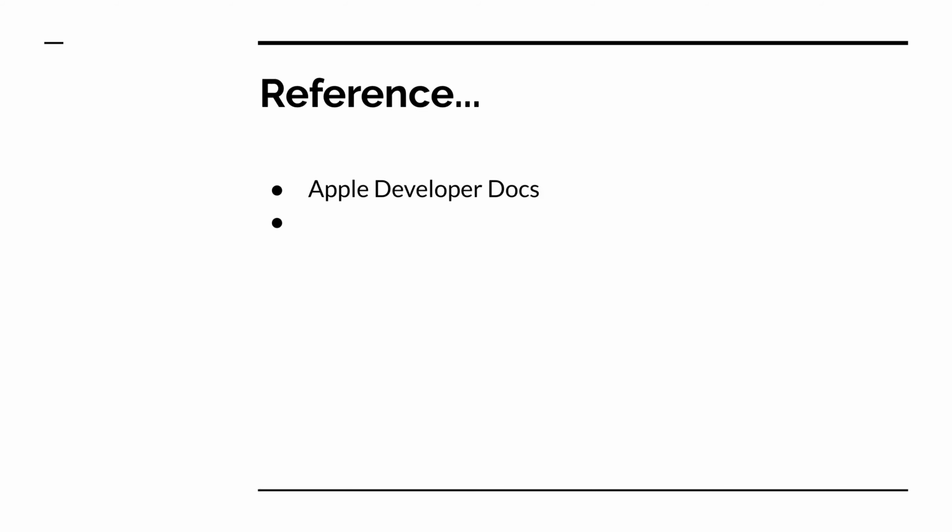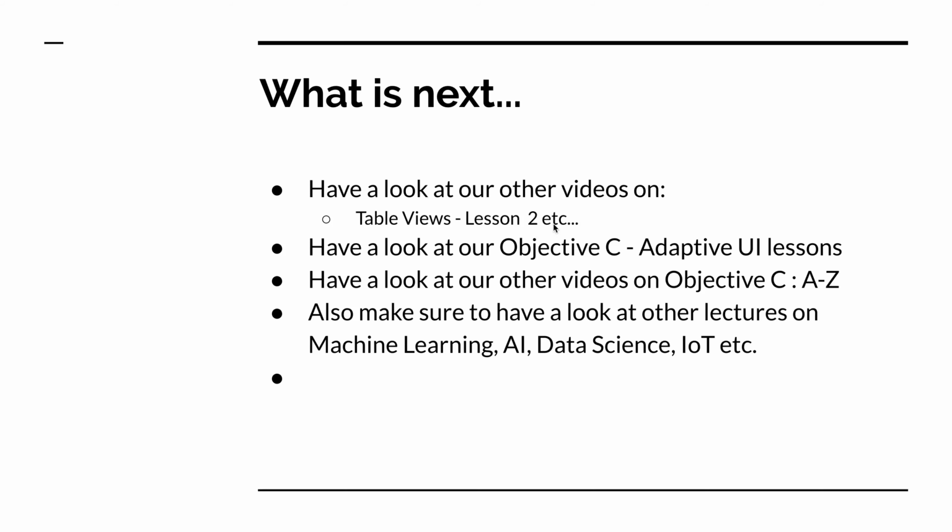And then you can find the download link below in the description for this project. For references, we used Apple Developer Docs, right? What's next? Look at our table view lesson 2 on dynamic table views, right? Then also have a look at our Objective-C, especially adaptive UI lessons. Have a look at other videos on Objective-C A to Z.